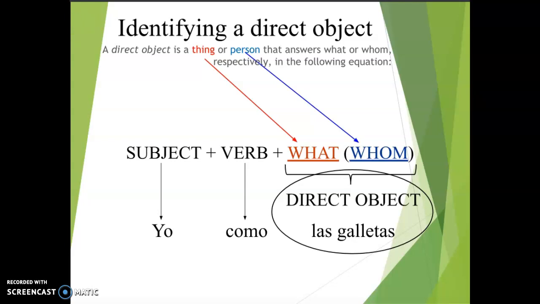So if you follow this equation, you would always find what the direct object is in the sentence, and you know which is the one that needs to be replaced with a direct object pronoun. Okay, so now let's take a look at what are the direct object pronouns in Spanish.